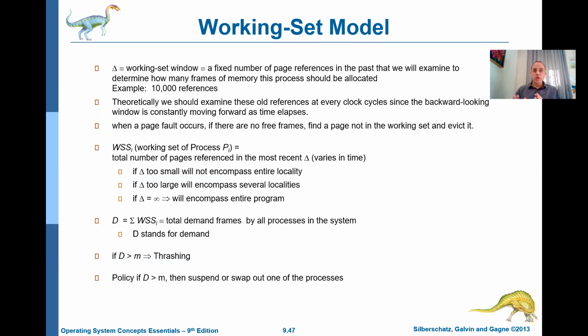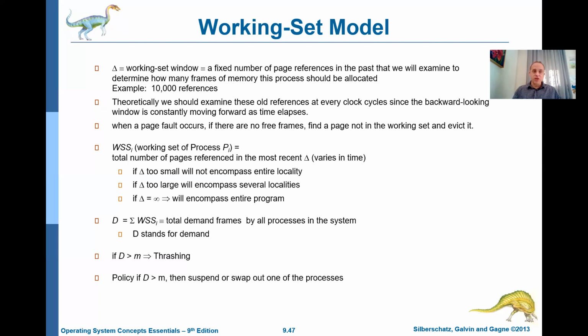So theoretically, we should examine these old references at every clock cycle. Every second, we have to look backwards, let's say 1,000 references. So as we move forward, we're looking back 1,000 from wherever we are. So we're constantly looking at a different set of 1,000 references. And then what would we do?